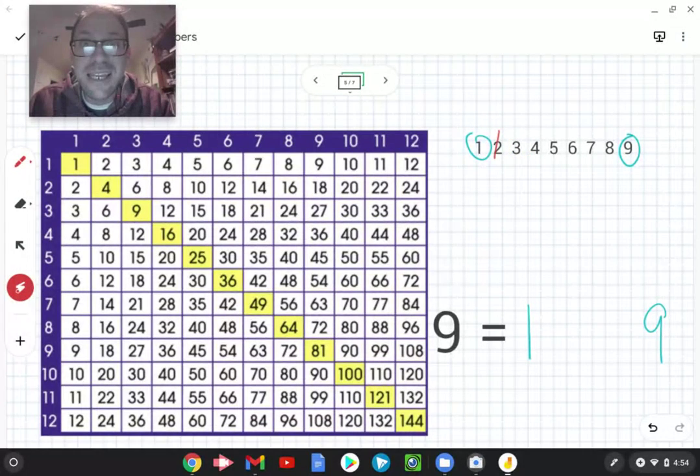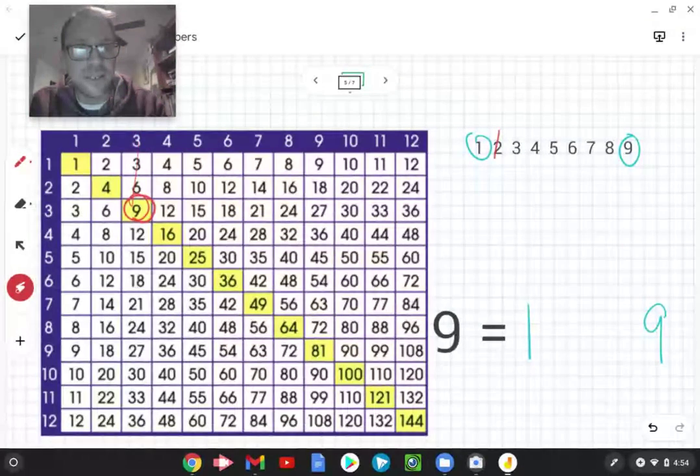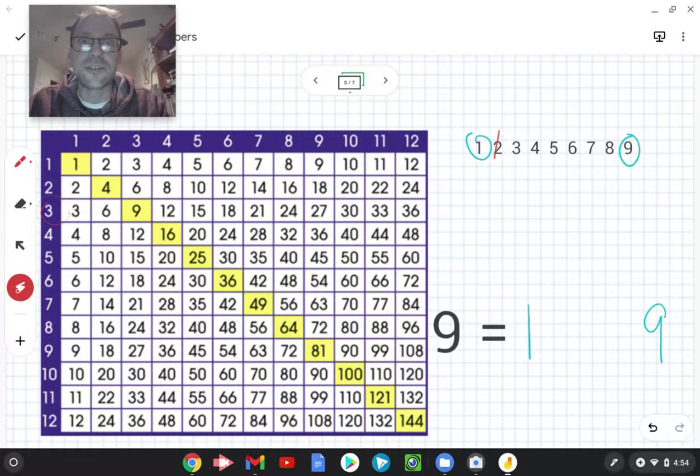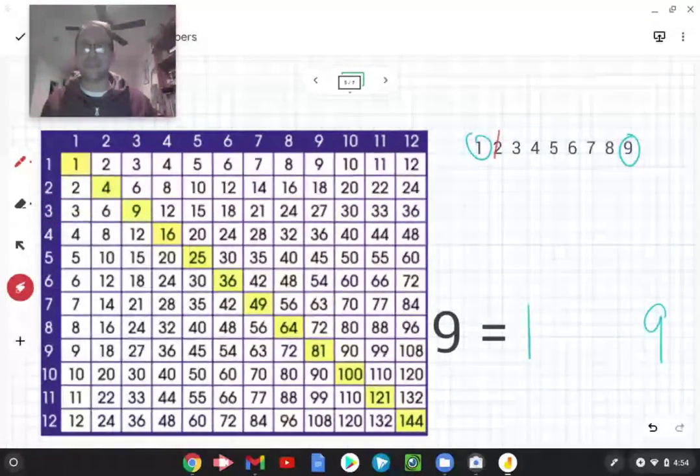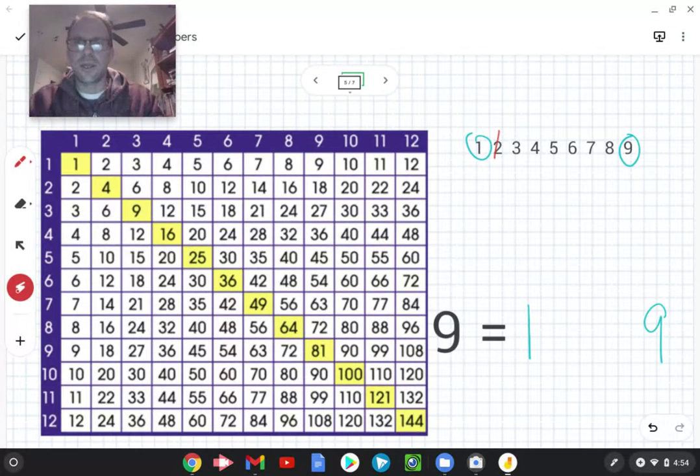3 times something gets us 9? Well, yes. Check it out. 3, there's a 9, times 3. It's a square number. 3 times 3 is 9. All right, so, 3 times 3.